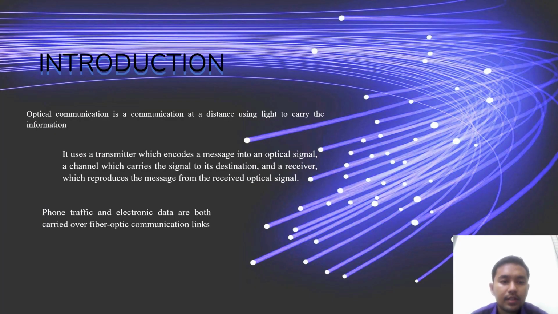So what is optical communication? Optical communication is communication at a distance using light to carry the information. It uses a transmitter which encodes a message into an optical signal, and a channel which carries the signal to its destination. It also uses a receiver which reproduces the message from the received optical signal. Phone traffic and electronic data are both carried over fiber optic communication links.